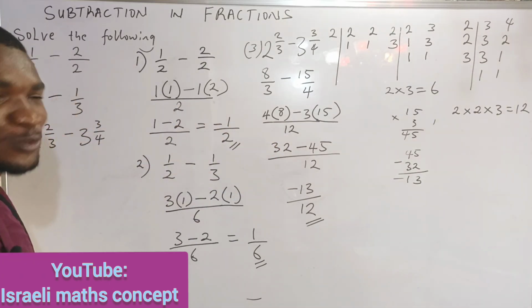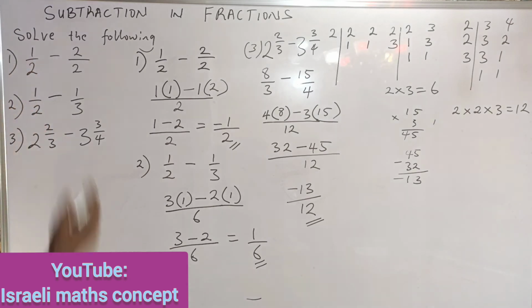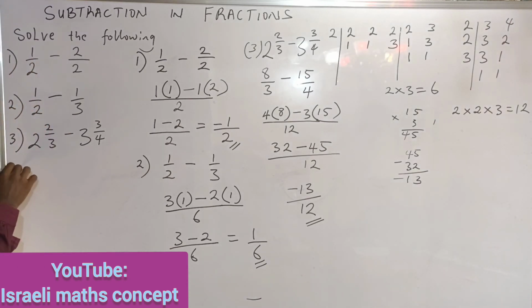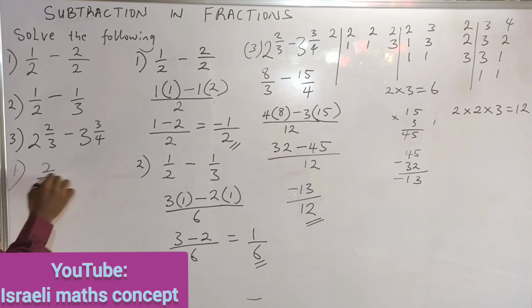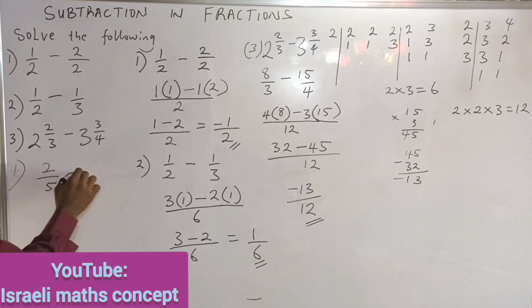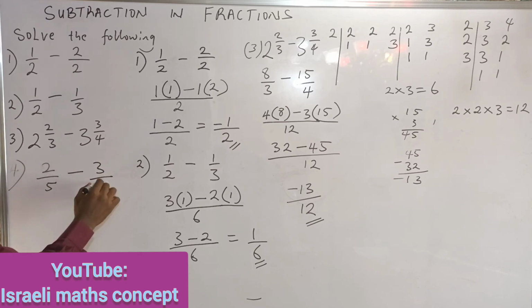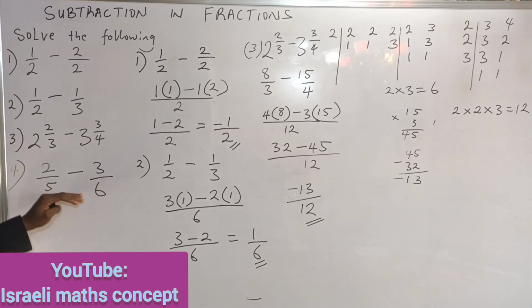Then, if you've proved to have learned this concept, please solve number 4 for me and drop your answer in the comment section. 2 divided by 5 minus 3 all over 6. Solve this problem and drop your answer in the comment section.